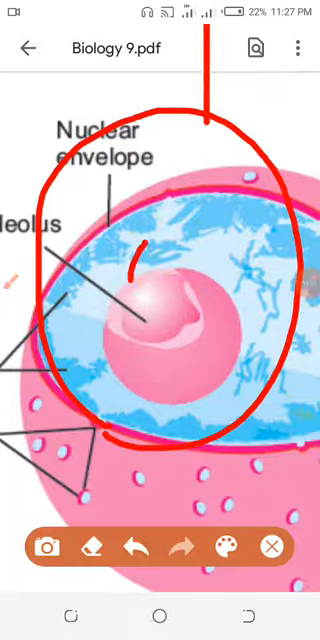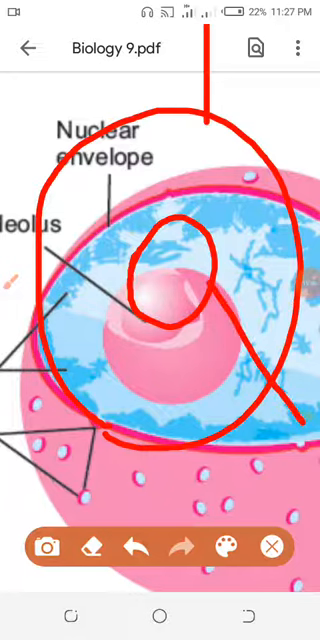I go back to the central part, which is the nucleus. Clear? That is the nuclear membrane. What is another name of the nuclear membrane? Of course, yes, you are right, the nuclear envelope. So the nuclear envelope is present.